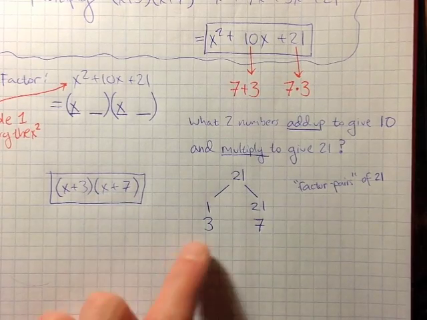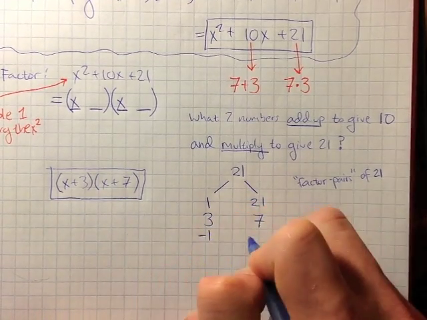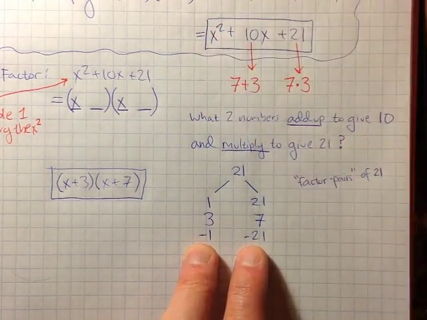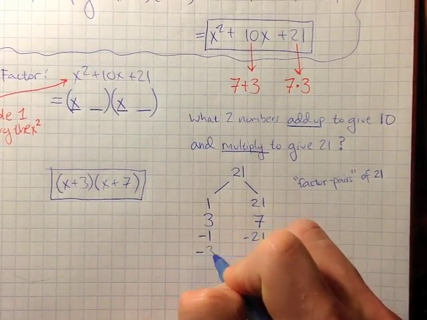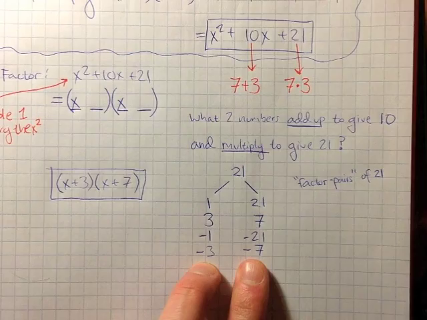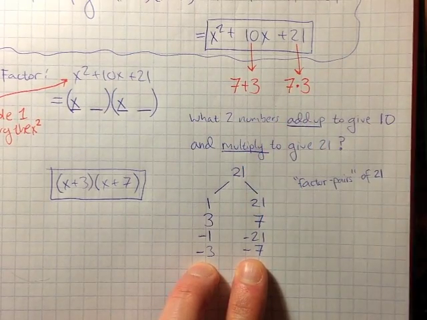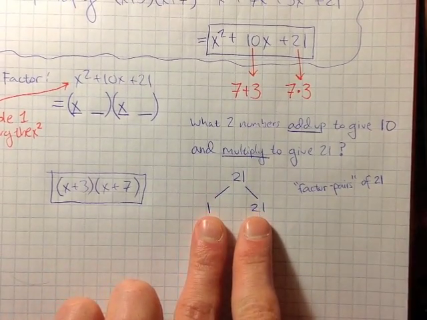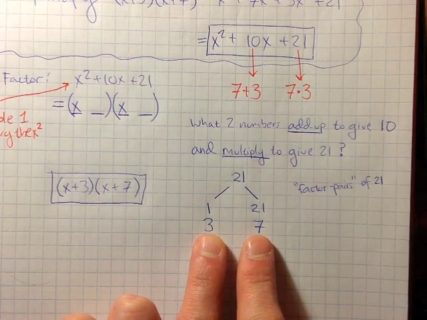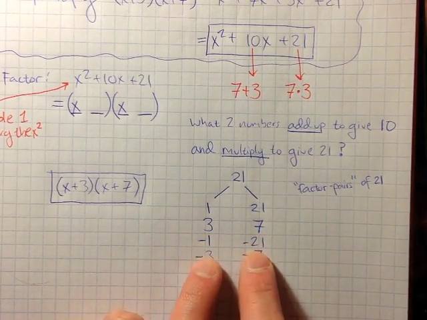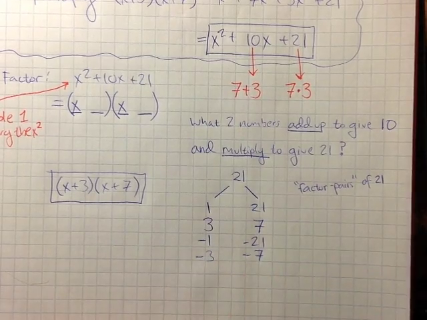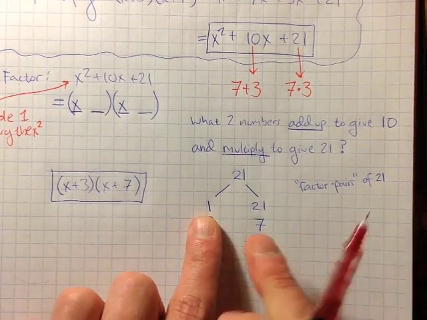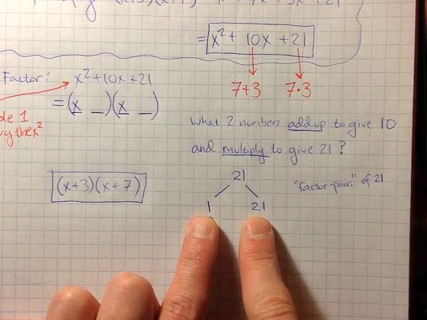And while we're at it, we might as well say that -1 and -21 multiply to equal positive 21, and -3 and -7 also multiply to equal positive 21. So what I've done here is list all the pairs of numbers that multiply to equal 21. Now, I'm going to go through each pair and ask, what do these pairs add up to?